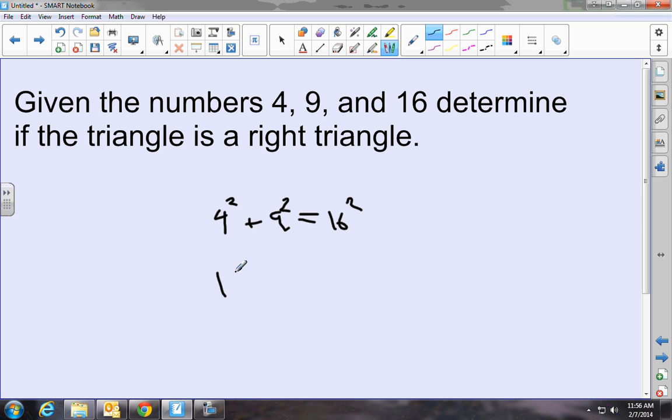Well, 4 squared is 16. 9 squared is 81. And 16 squared is 256. Now, it doesn't take a mathematician to see that 16 plus 81 is not going to equal 256. In fact, it's going to equal 97. And 97 does not equal 256. So to answer the original question, is it a right triangle? No, it is not a right triangle because a squared plus b squared did not equal c squared.